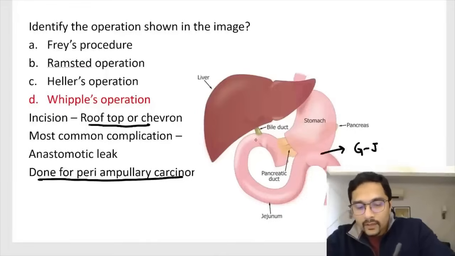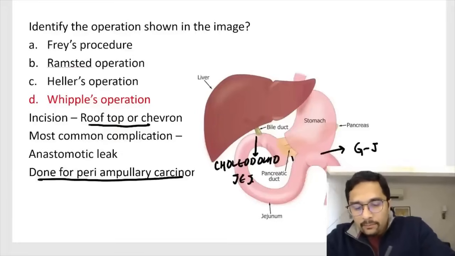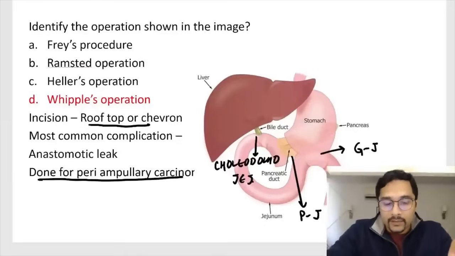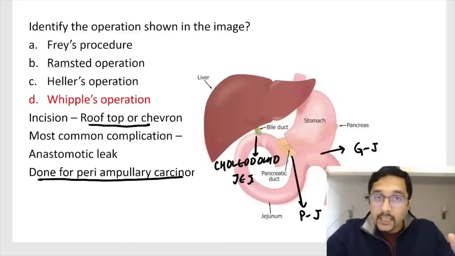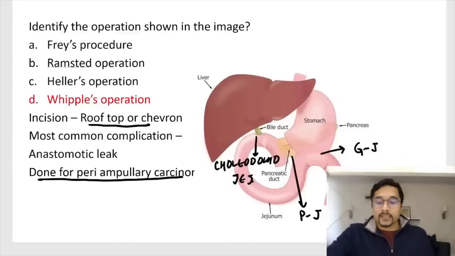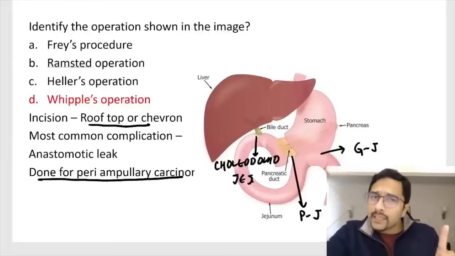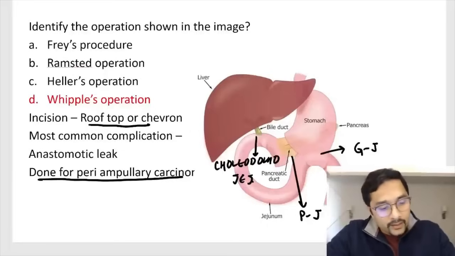Gastrojejunostomy, choledochojejunostomy meaning bile duct and jejunum, and pancreaticojejunostomy. Three anastomoses are done in Whipple's procedure. The most common complication is anastomotic leak. Most commonly the one which leaks is the pancreaticojejunostomy. Now please, again, this image you should be able to identify for the exam.